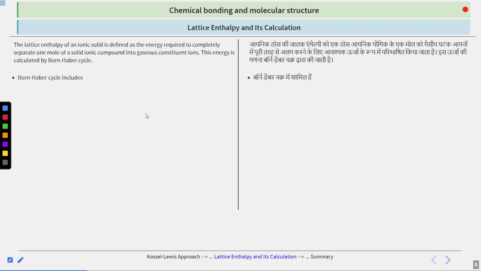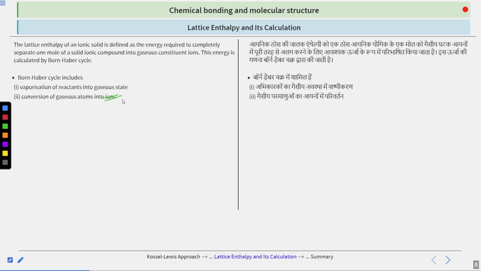So what does the Born-Haber cycle include? First of all, vaporization of the reactant into gaseous state. If it is not in gaseous state, then conversion of this gaseous atom into ions by the removal of electron, or by the addition of electron, meaning cation or anion formation, both.